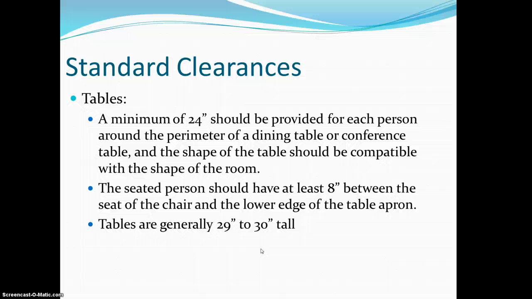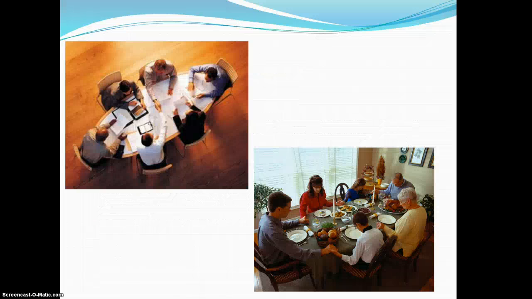It just doesn't work. And make sure that this person has at least 8 inches between the seat of the chair and the lower edge of the table apron. Otherwise, somebody's going to get their knees banged. And the average table is about 29 to 30 inches tall. So whether you have a conference table or a dining room table, make sure people have that 24-inch space, that comfortable area to work in.